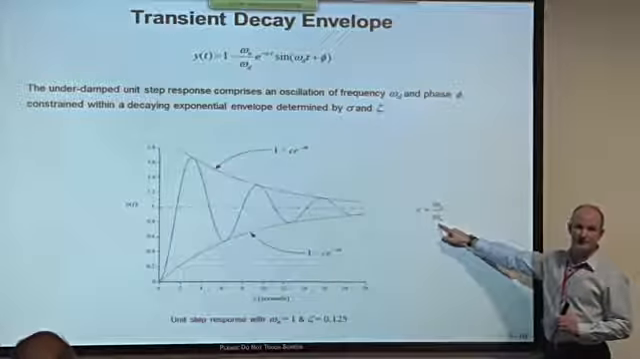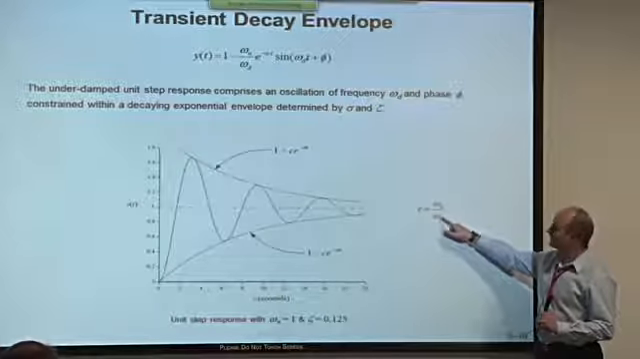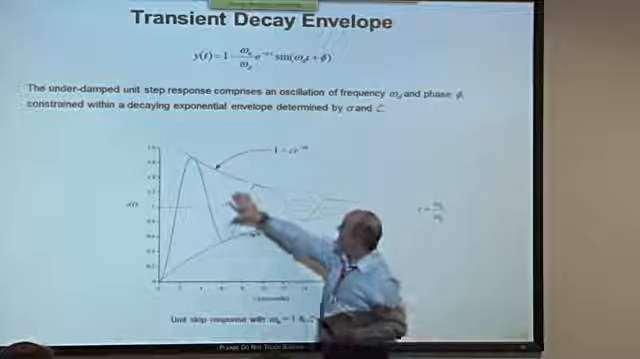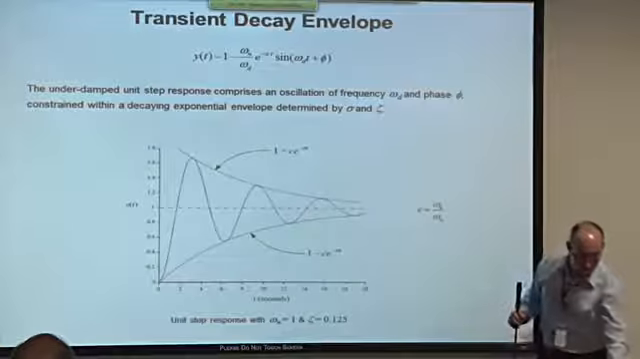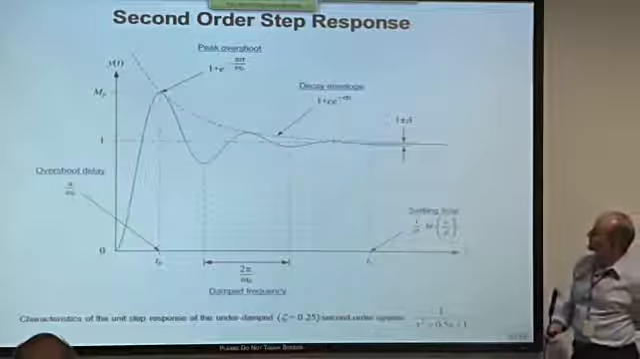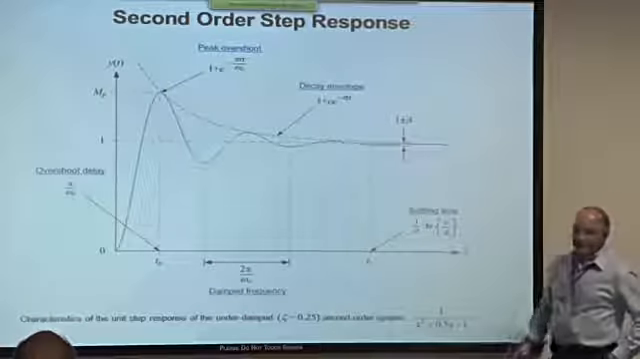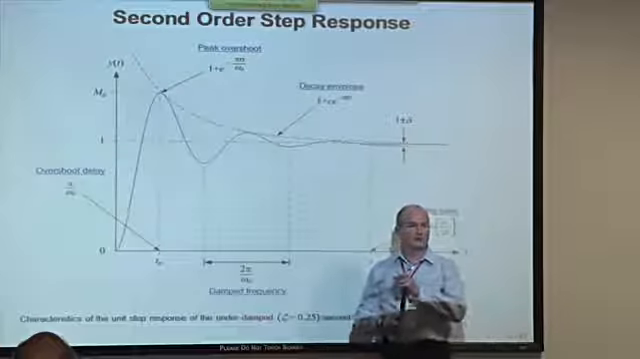I'm calling it C omega n over omega d. This is a misprint in your books. That should be omega d down there, not omega n, or rather obviously it's a typo. So this is the term which constrains the peaks of the underdamped response. And we can determine certain things about the underdamped response from the knowledge of the different parameters. For example, we might be interested in maybe the peak value of the overshoot.